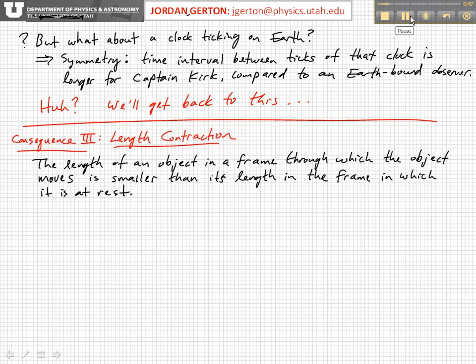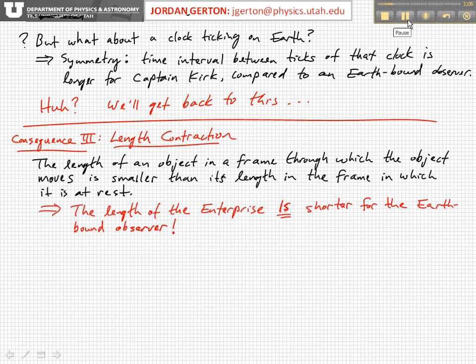The third consequence of Einstein's postulates is length contraction. Here, the length of an object in a frame through which the object moves is smaller than its length in the frame in which it is at rest. So the length of the Enterprise, according to an earthbound observer, is shorter than the length of the Enterprise as measured by the people who are in it as it hurtles through space.